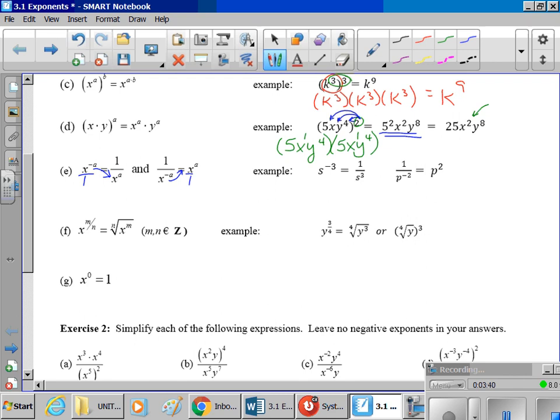So here are a couple examples. S to the negative 3 is 1 over s cubed, and 1 over p to the negative 2 is p squared.